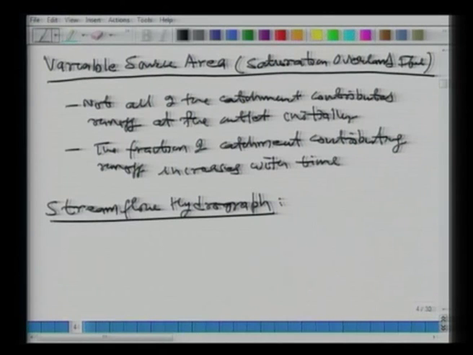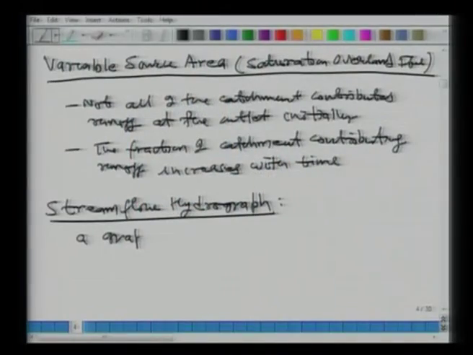So what we will be doing from this point on in this course is we will be looking at the Hortonian overland flow only. Okay, will not be doing the saturation overland flow in this course. All right. So what is a stream flow hydrograph? I am sure all of you have seen what is a stream flow hydrograph in your undergraduate hydrology course.